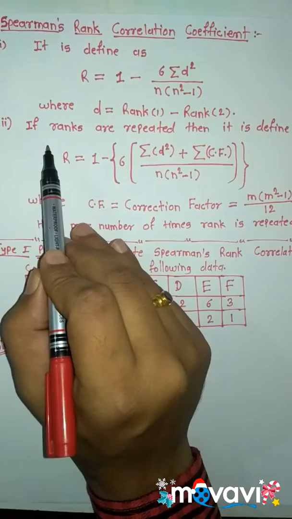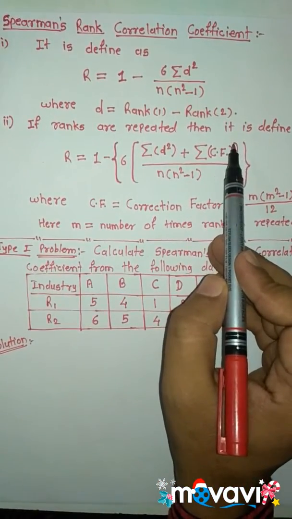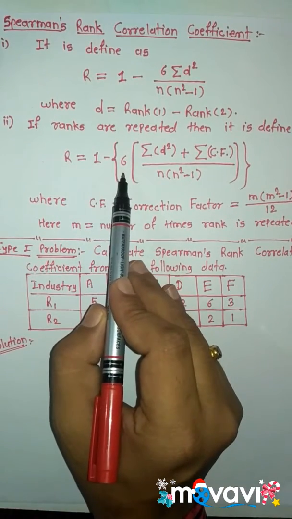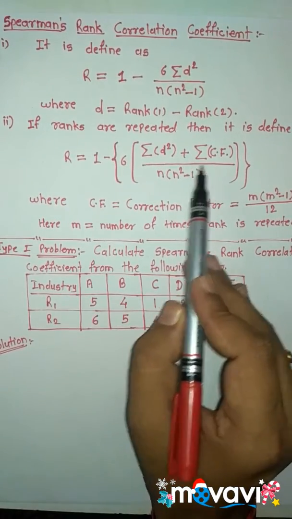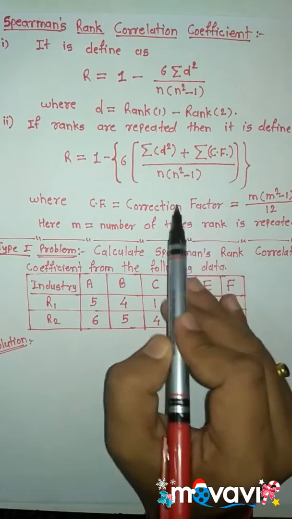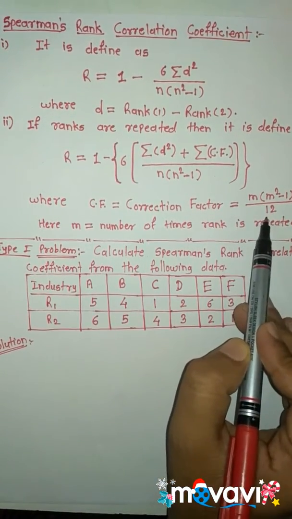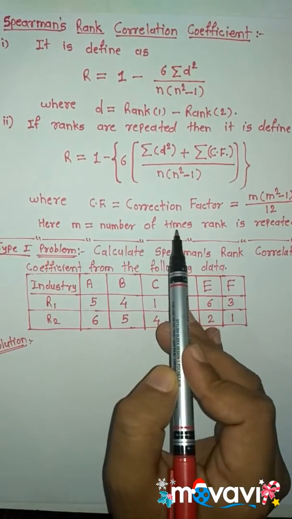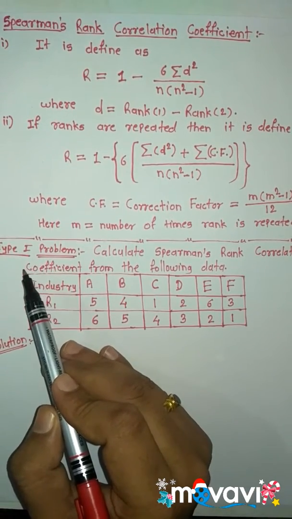And if ranks are repeated, then Spearman's rank correlation coefficient is defined as capital R is equal to 1 minus 6 into summation d square plus summation CF upon n into n square minus 1, where CF means correction factor and its value is m into m square minus 1 upon 12, where m is the number of times a rank is repeated. So we take some problems.